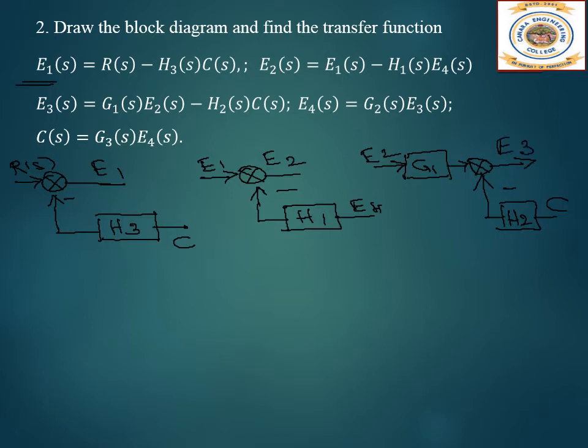Next, fourth one. Fourth one, we have E3 here. See, there is only one input, and so we don't have a summation point. And G2 output is E4, the last one. So here input is E4, G3, and output is C. So now we have to combine all of this block and write the block diagram. Full block diagram we have to write.